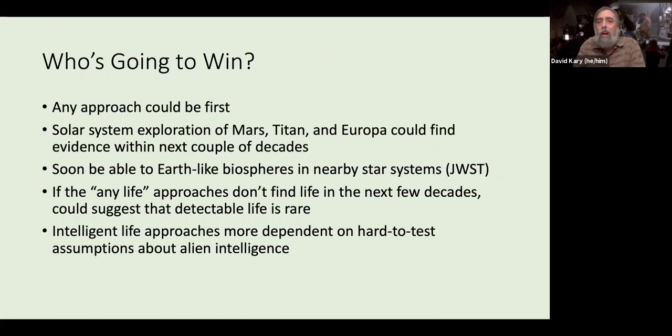Intelligent life is much harder to put any kind of guess on, because it depends on too many assumptions about that intelligent life that we really can't test. We don't know, so it's much harder to put any kind of constraint on that right now. So that one I kind of have to throw up my hands. But I think what I will say is, ask me in 2040. Let's see what we've got. And that's my talk. Any questions?